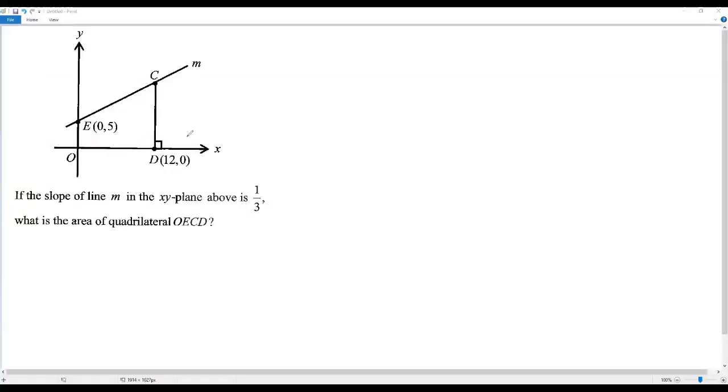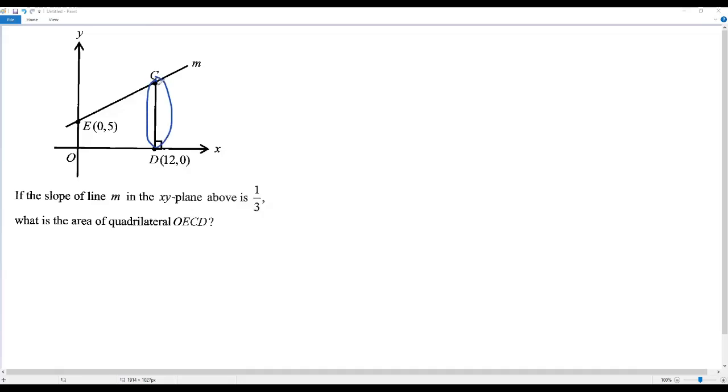Here we have a SAT math question. Okay, let's go with the information. So there is a figure given over here. If the slope of line M in the xy plane above is 1/3, what is the area of quadrilateral OECD? So here we have a quadrilateral OECD. We have to find the area of this quadrilateral.